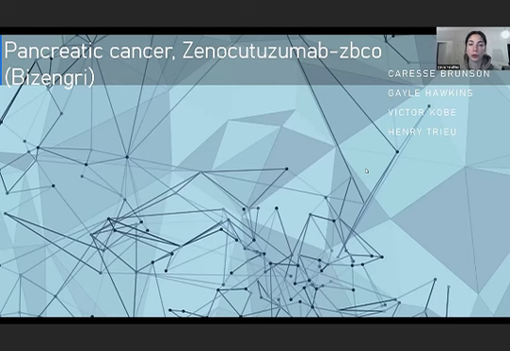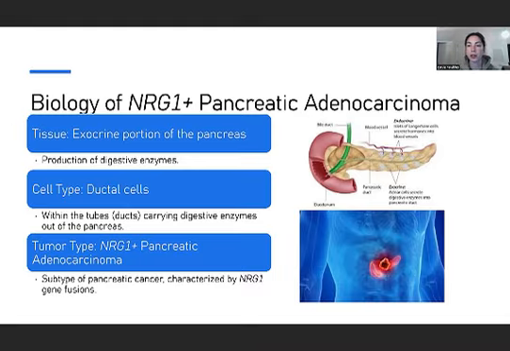Our group has chosen pancreatic cancer for this project with the treatment choice of Bizengri. For this project, I will be discussing the biology of this cancer and how Bizengri works. Bizengri is mainly for the subtype of pancreatic cancer called NRG1 positive pancreatic adenocarcinoma.